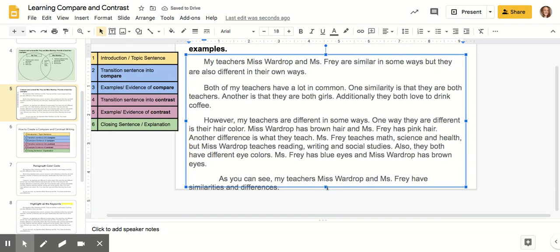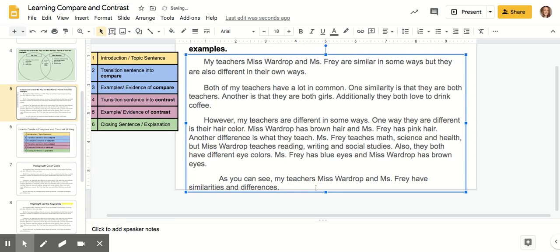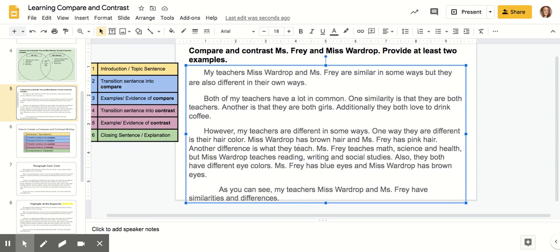So for my last sentence, I'm going to say, as you can see, my teachers, Miss Wardrop and Miss Fry, have similarities and differences. Now, before you would ever turn in any writing, you would read over it and make sure that it makes sense, because a lot of times we go back and figure out that we didn't have something. But that is how you use a Venn diagram to write a paragraph or an answer.